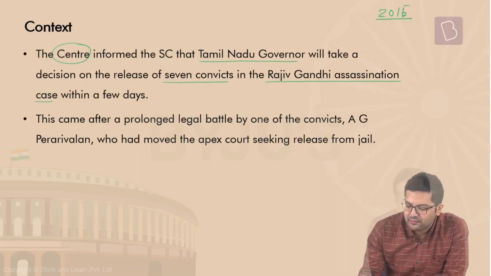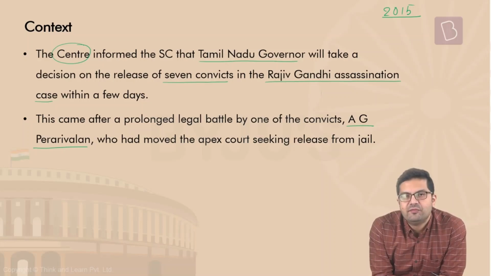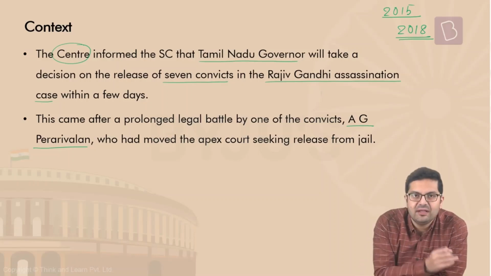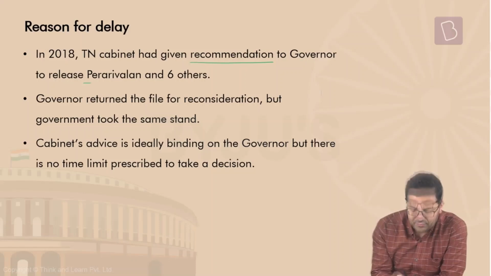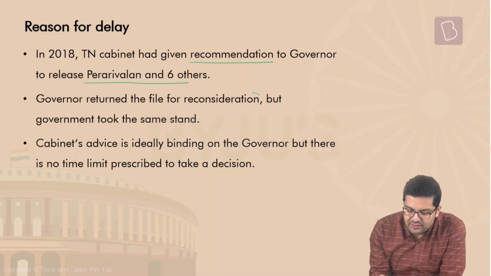Now the story starts from 2015 when one of the convicts, A.G. Perarivalan, had moved a mercy plea of sorts, seeking the governor's pardon in the particular case. Now, in 2018, finally, the Supreme Court had asked the Tamil Nadu government to take some action on either accepting or rejecting the mercy plea. Now, the Tamil Nadu government in 2018 actually recommended to the governor to release these 7 convicts, pardon the convicts. But the governor returned the file for reconsideration.